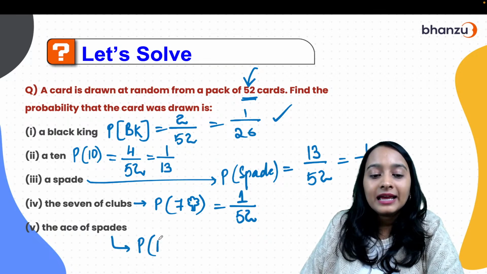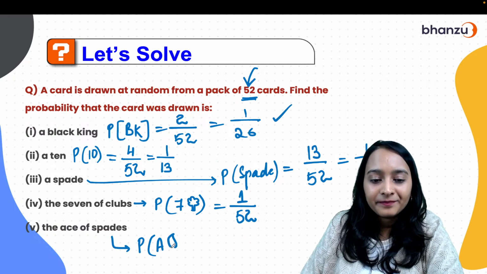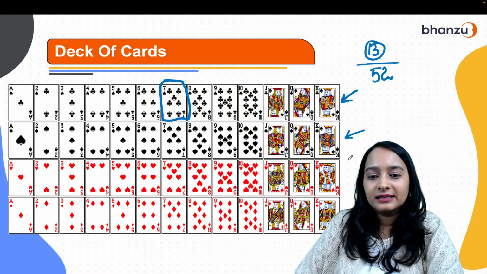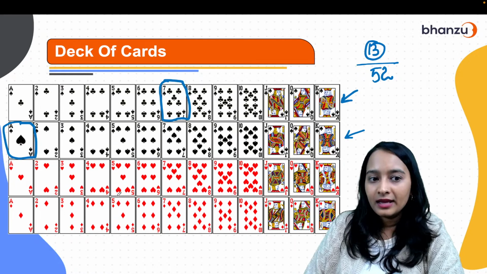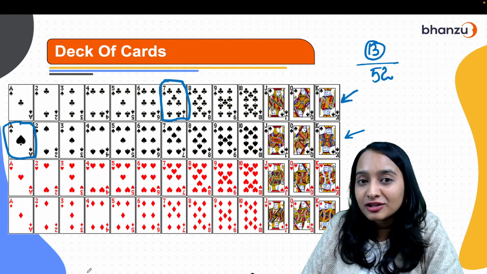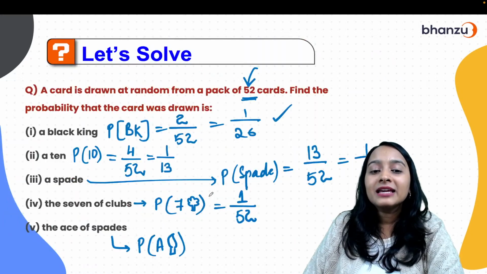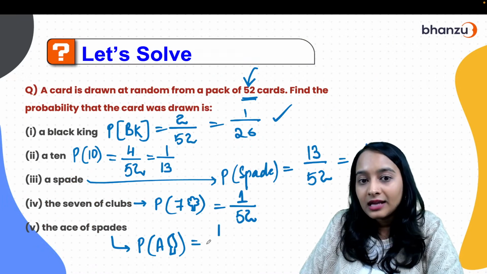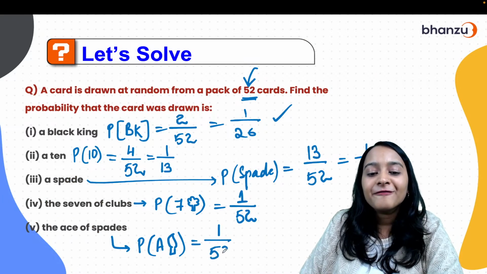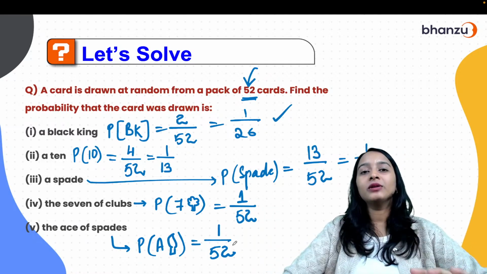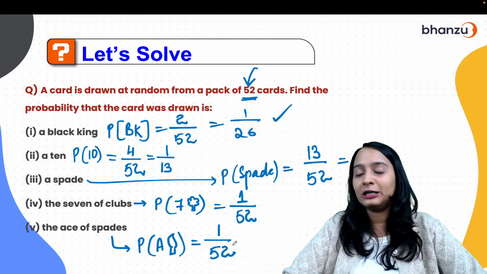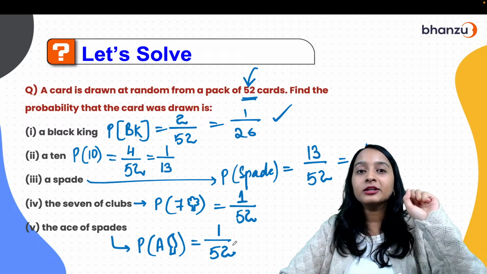Now, we want ace of spades. Spade is this one. So, we have spade A here, ace of spades. Is there anywhere else that you can see ace of spades? No. So, how many ace of spades are there? Only 1 out of the total of 52 cards. Alright, so this is how you will have to solve problems related to probability on cards.